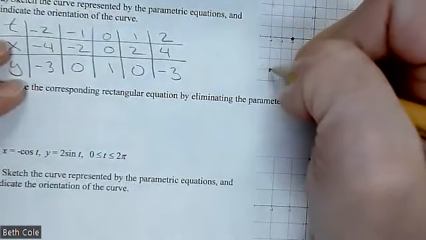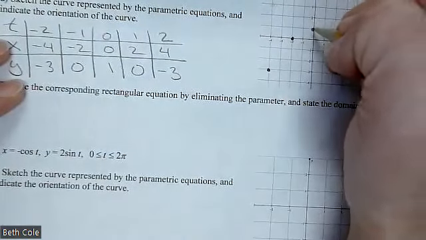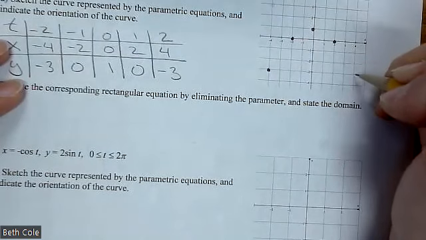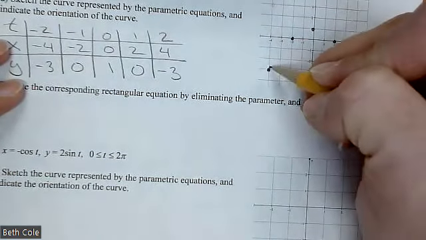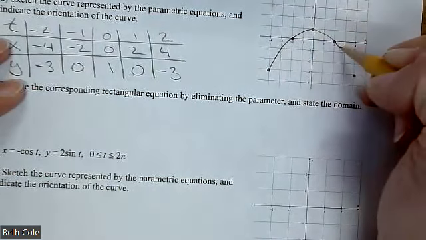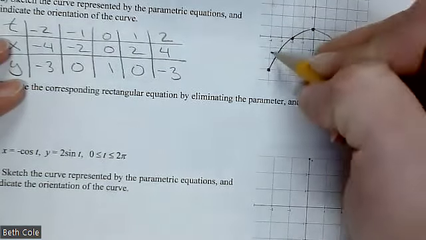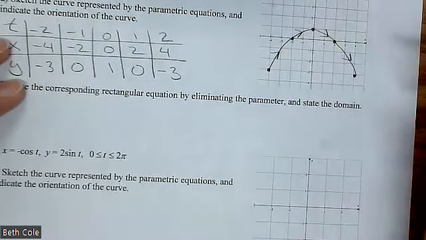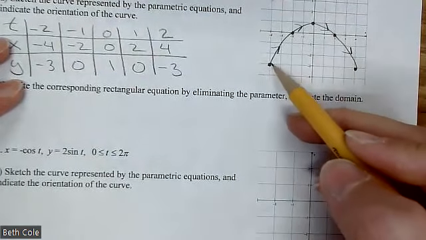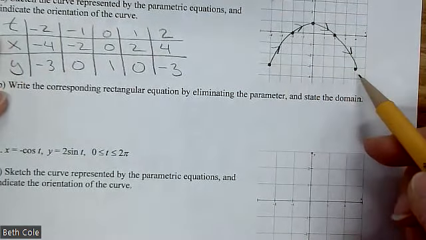Whoops. That's a -3. Right, did you get something like this for the first one, guys? All right, and just make sure you put the arrows on there to show the orientation. So it starts here and it goes this direction.